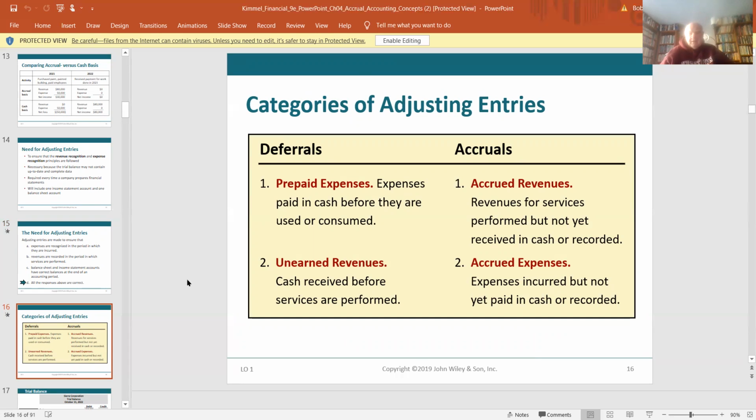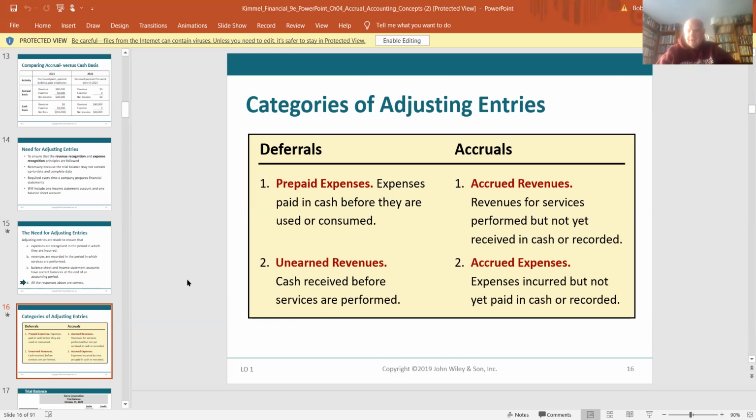Okay, now we're getting into the different types of adjusting entries. Let's first break them out into what we call deferrals and accruals. A deferral is a situation in which money changed hands, but nobody's done any work yet. Therefore, there is no income or expense reported at the time of the cash movement. So that requires an adjusting journal entry for later. Deferrals: money changed hands, but nobody did anything.